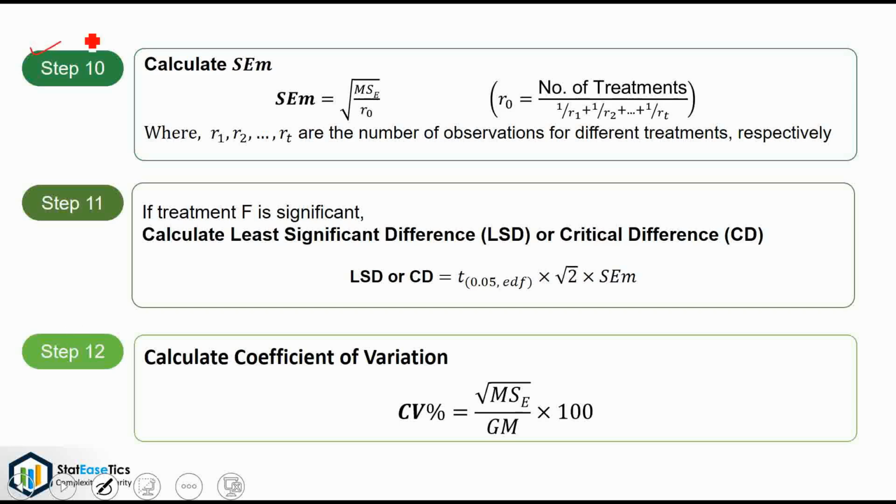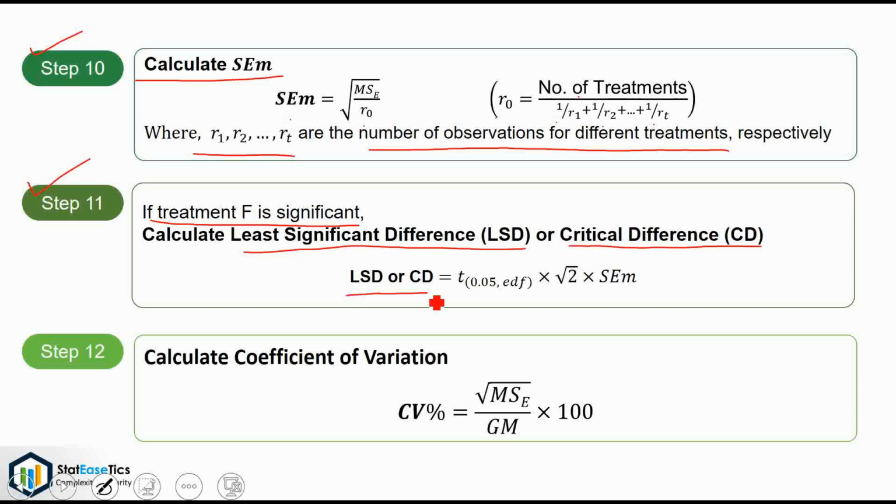The next step is step 10, that is calculation of SEM, that is standard error of mean. SEM is equal to root of MSE divided by r0, where r0 is equal to number of treatments divided by 1 upon r1 plus 1 upon r2 plus up till plus 1 upon rt, where r1, r2, rt are the number of observations for different treatments respectively. Step 11 is to be done if treatment F is significant. Then calculate least significant difference LSD or critical difference CD, where LSD or CD is equal to statistic t at 5% level of significance and error degrees of freedom into root 2 into SEM. Step 12 is calculate coefficient of variation, that is CV% is equal to root MSE divided by GM into 100.